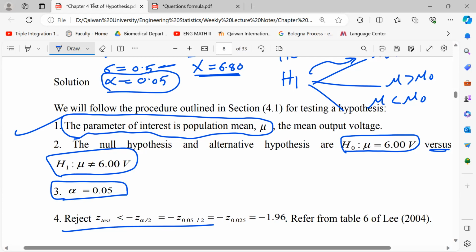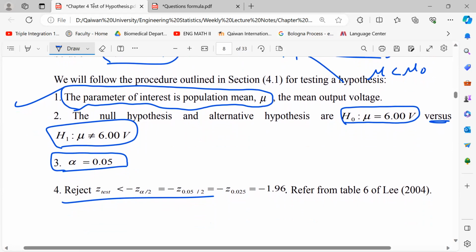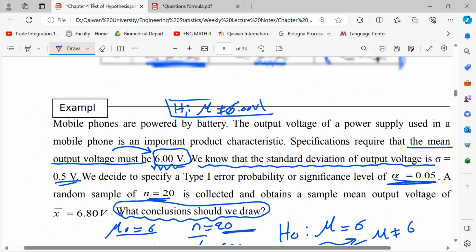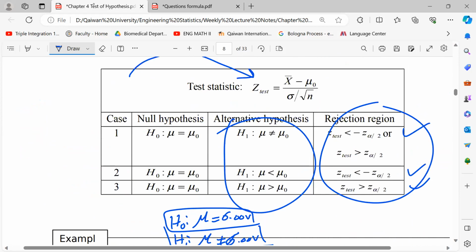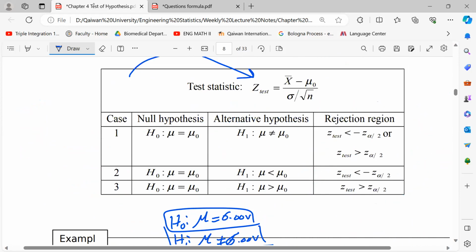It's given that alpha is 0.05. Then in the fourth step, we find this one. We find Z of alpha over 2, minus Z of alpha over 2, or Z of alpha over 2. You could find any of these.